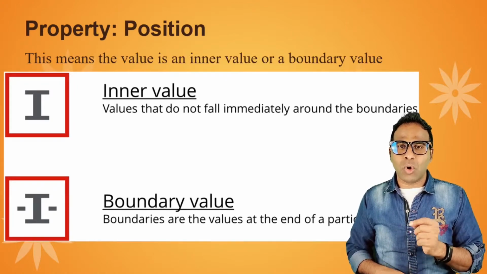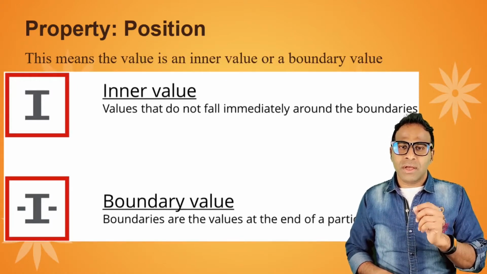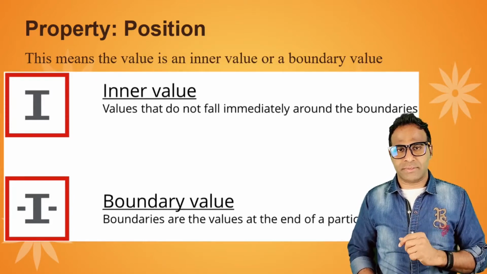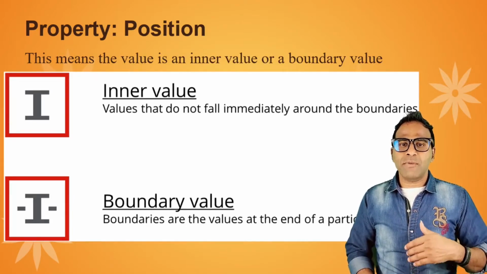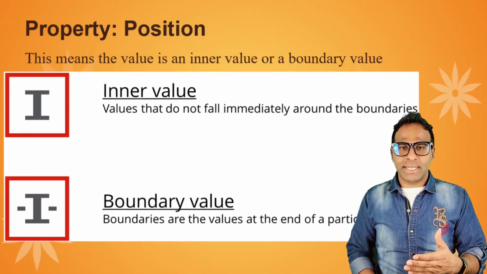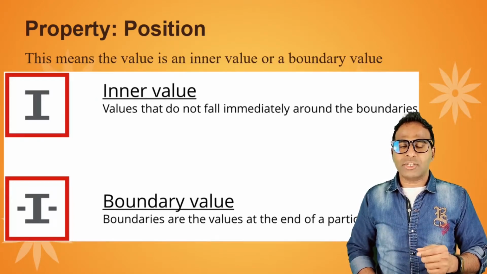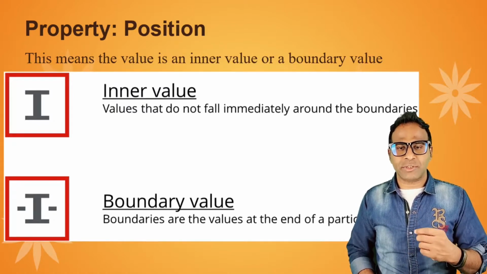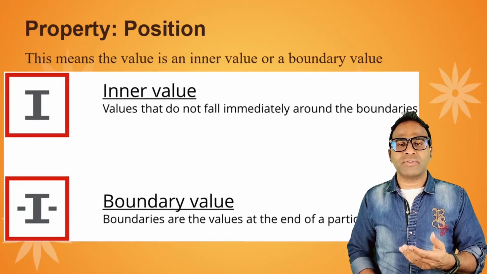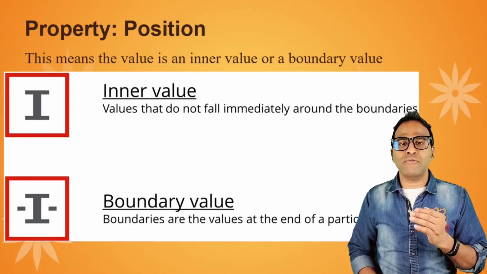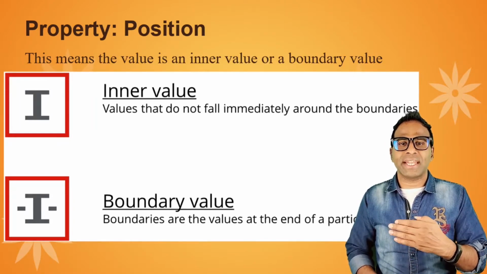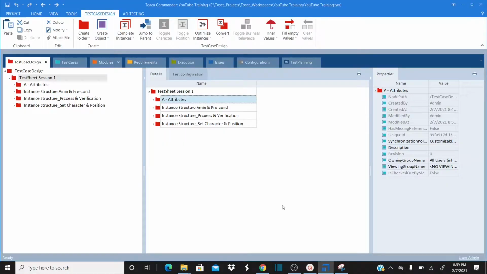Okay, hope you all understand the character, basically the property called position for an instance. So let me walk you through the Tosca tool and show you how we create instances for every attribute, how we define these properties, and how we use these different types of instances in creating test cases. So this is my Tosca tool.